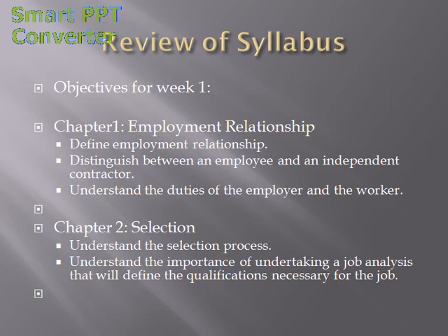In this video, we will be going over what is due and when, and we'll start with the review of the syllabus. The objectives for Week 1 are for you to read through Chapter 1 and 2. Chapter 1, the employment relationship. Define employment relationship, distinguish between an employee and a dependent contractor. Understand the duties of the employer and the worker. And for Chapter 2, under selection, understand the selection process and understand the importance of undertaking a job analysis that will define the qualifications necessary for the job.